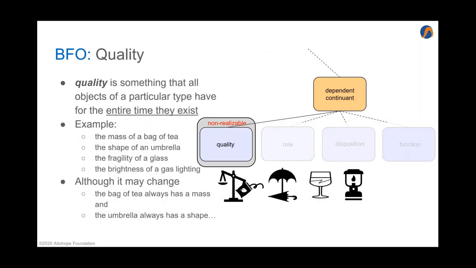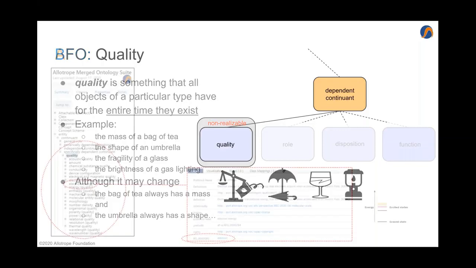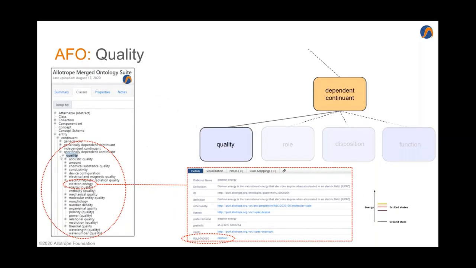So quality is something that objects of a particular type have for the entire time they exist. Example, the mass of a bag of tea, the shape of an umbrella, the fragility of a glass. Although it may change, a bag of tea has a mass and the umbrella always has a shape. So let's look at the AFO. In the AFO, we see entity, continuum, dependent continuum, quality. So we see acoustic quality, conductivity, and for example, electron energy.